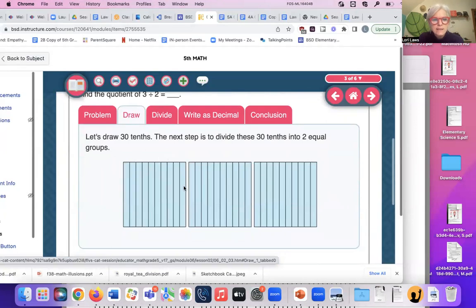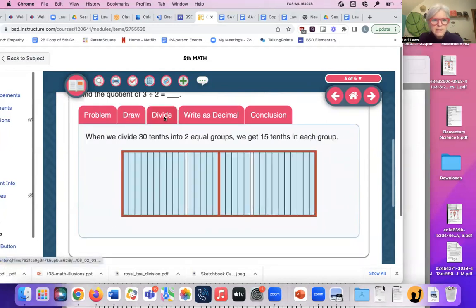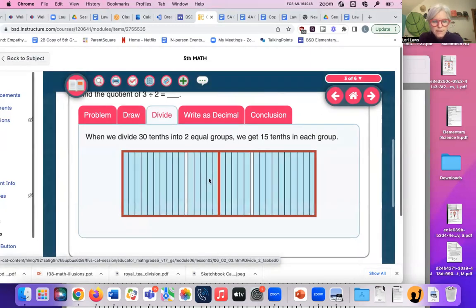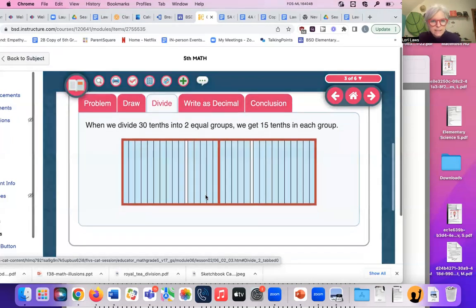So here's 10 tenths or 1 whole. Here's 10 tenths or 2 wholes. And here's 10 tenths or 3 wholes. Now let's divide it up into 2 equal groups. So let's split it in half. Well, that's 1 whole and 5 tenths, or 15 tenths.